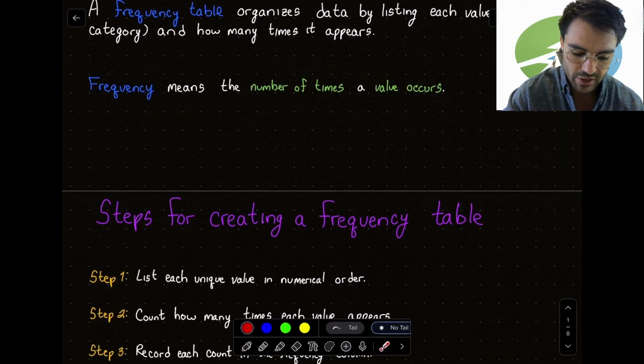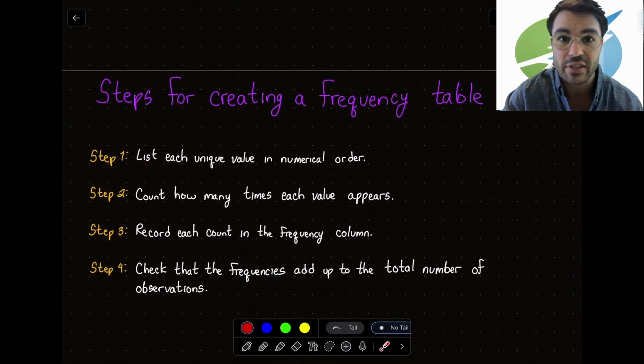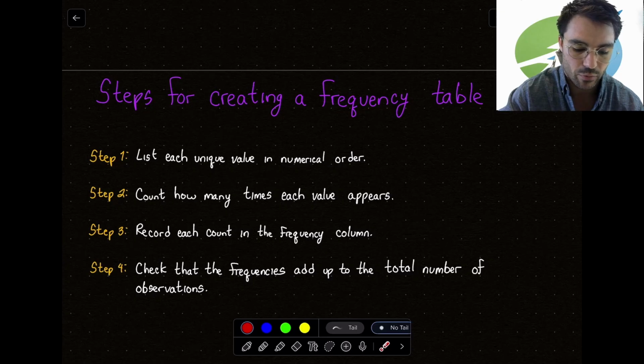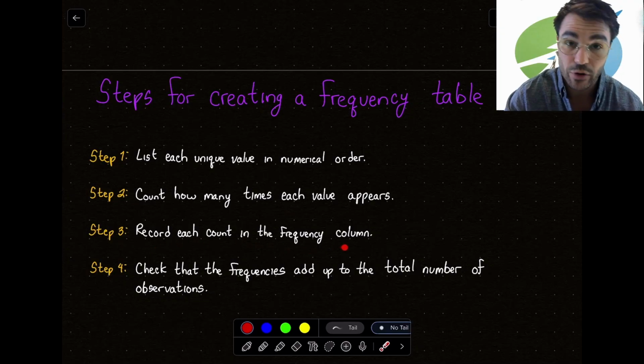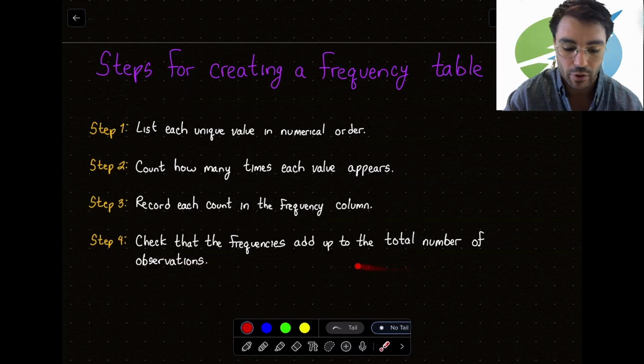Okay, so let's take a look. How do we create a frequency table? Here are our steps listed out, and we'll go over an example once we go through the steps. Step one, list each unique value in numerical order. We should always be doing that with our data. Step two, count how many times each value appears. Step three, record each count in the frequency column. And lastly, step four, check that the frequencies add up to the total number of observations.